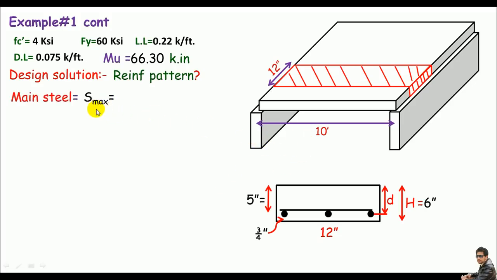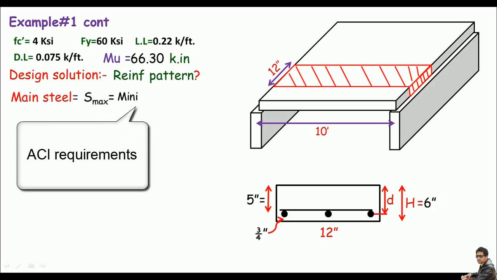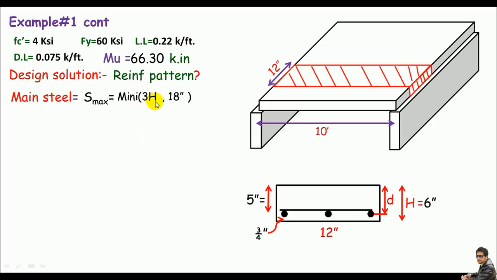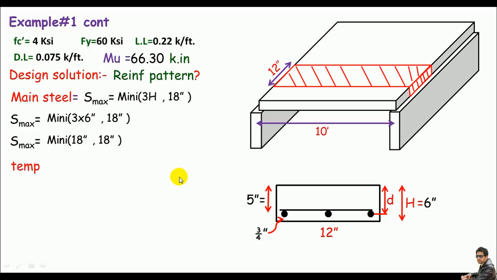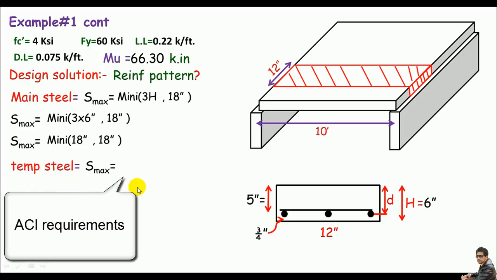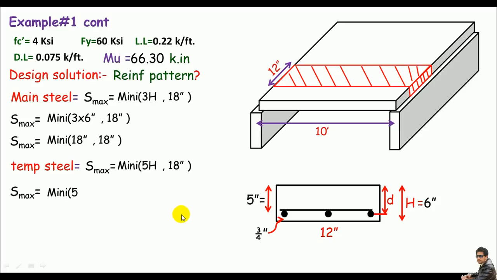So let me do this first for the main steel. The maximum spacing according to ACI will be the minimum of 3h or 18 inches. So the maximum spacing will be the minimum of 3 times 6 or 18 inches. 3 times 6 is 18, and 18, so the minimum is of course 18. And for temperature steel, the maximum spacing will be the minimum of 5h or 18 inches. So 5 times 6 is 30, or 18 inches. 18 is less than 30, so we get the maximum spacing equals 18 inches.